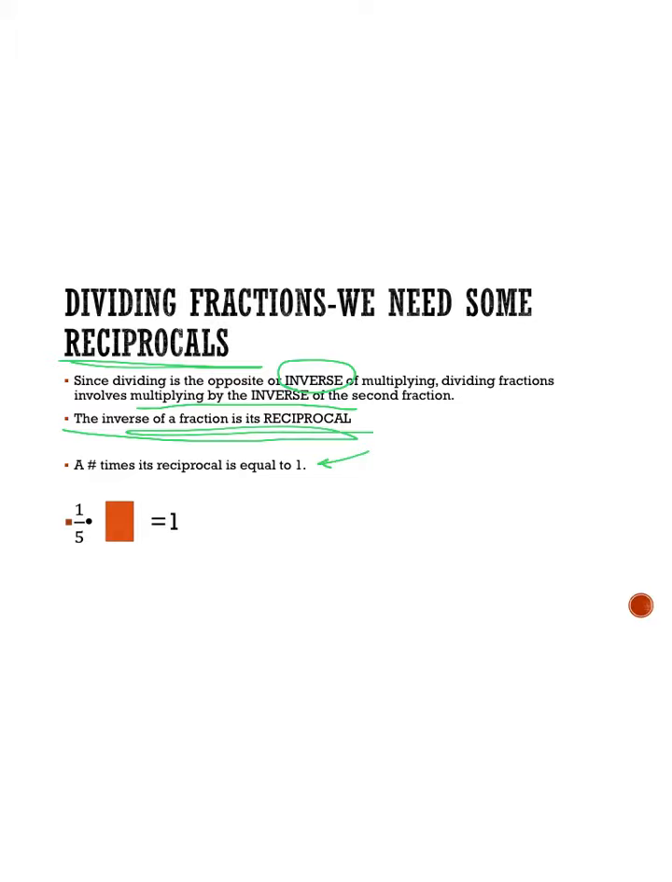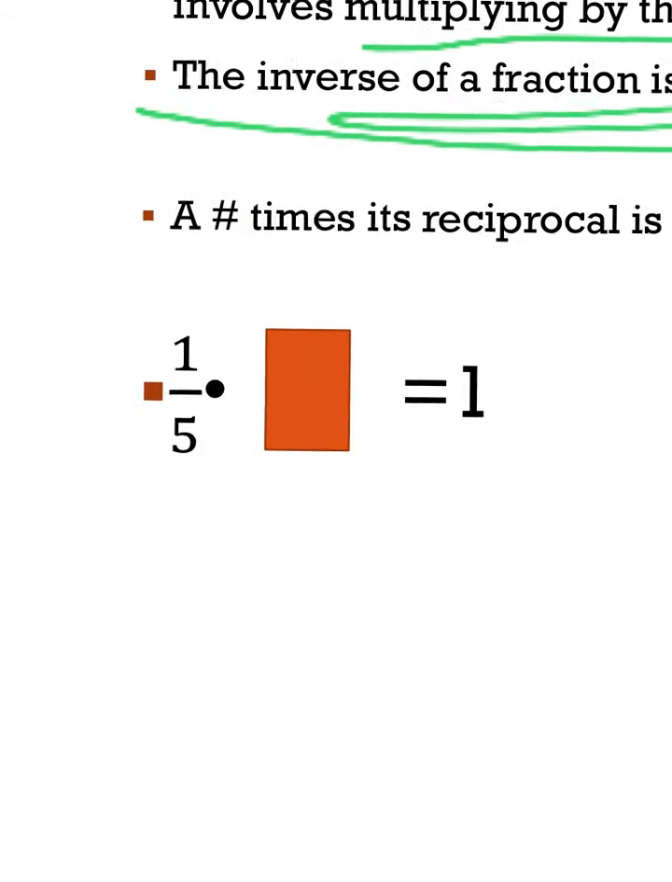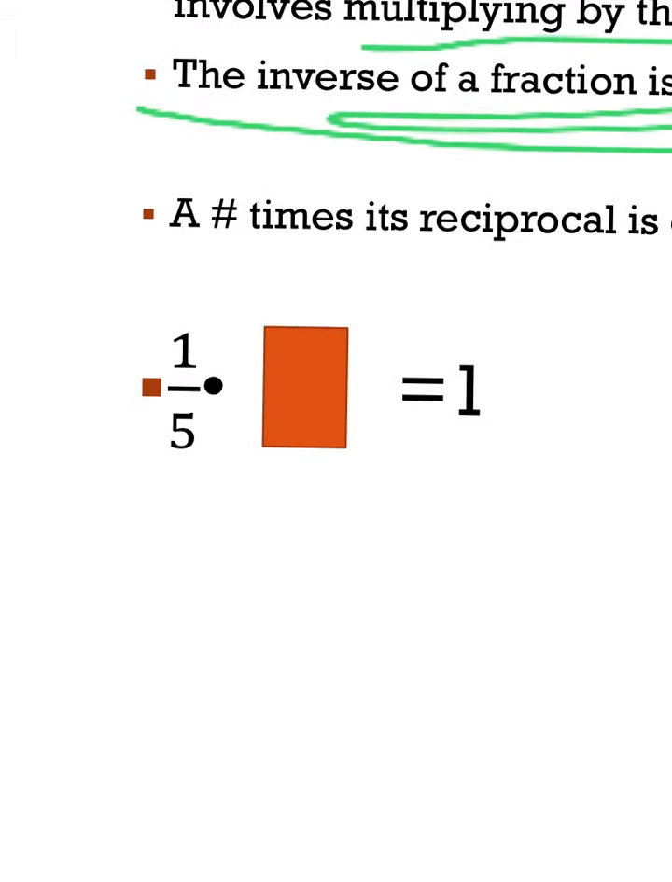So I'm going to blow this one up. If I take 1/5 and I multiply it by 5 over 1, its reciprocal, I get 1 times 5 is 5, and 5 times 1 is 5. When I simplify that, I get 1. So 5 over 1 and 1 over 5, 1/5 and 5 wholes, are reciprocals.